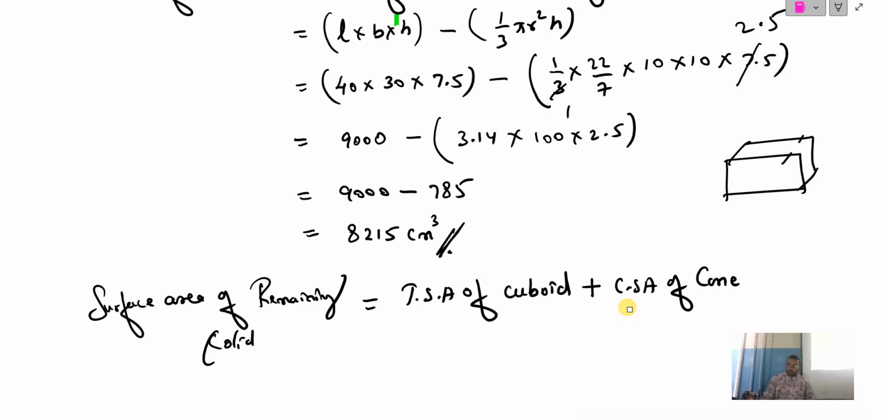Why area of circle minus? Because see here, if I am going to put a hole, inside depth we know, but outside layer is empty.